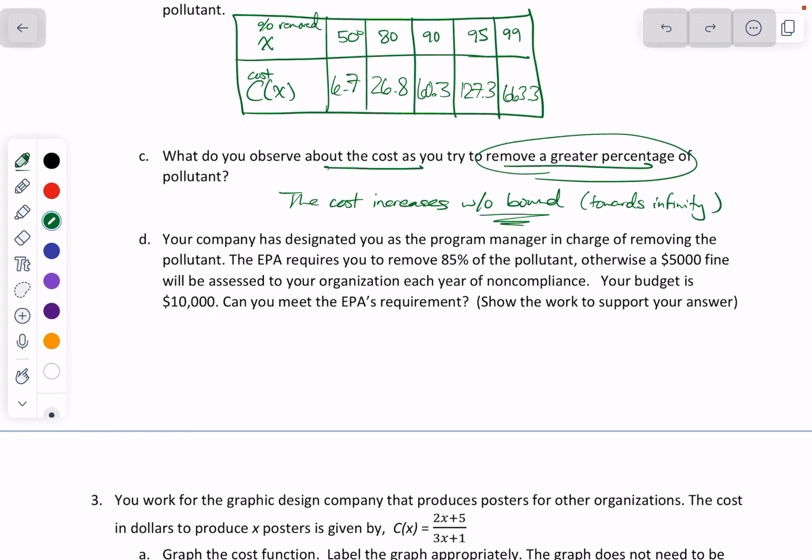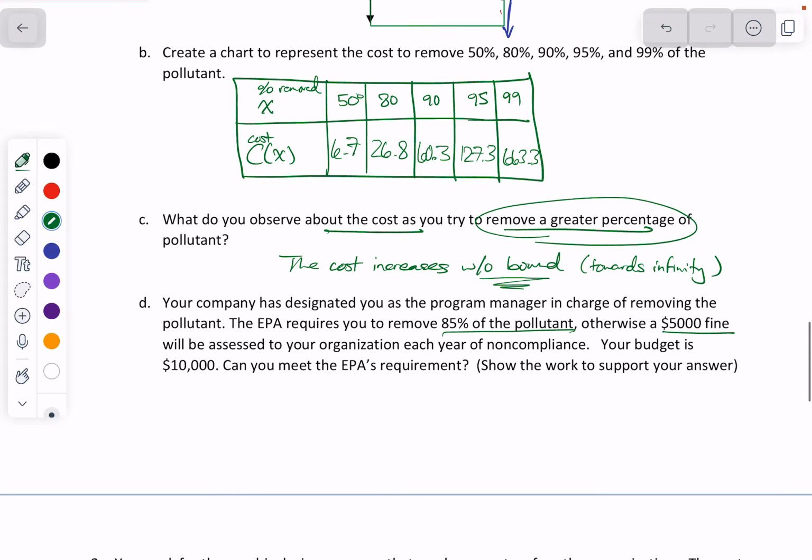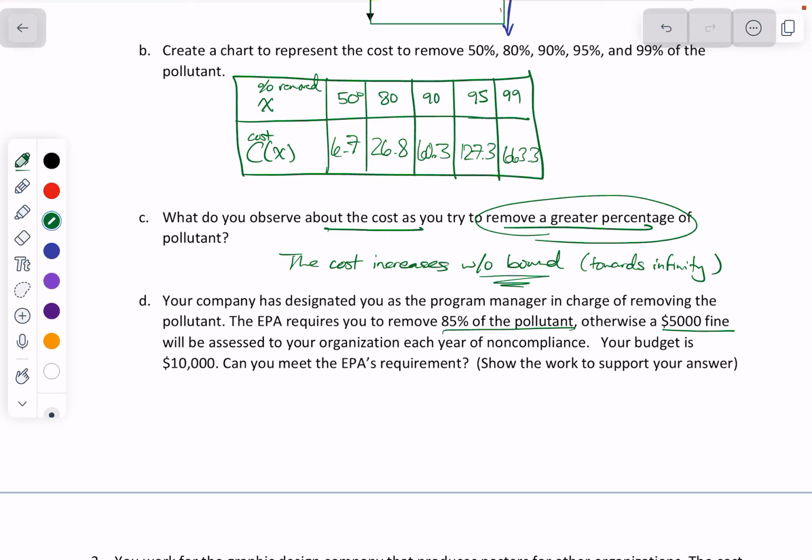Your company has designated you as the program manager in charge of removing the pollutant. The EPA requires you to remove 85%. Otherwise, a $5,000 fine will be assessed to your organization each year of non-compliance. Your budget is $10,000. Can you meet the EPA's requirement? Oh, interesting. So they require us to remove 85% of the pollutant. So first off, maybe we should see what the cost would be to do that.